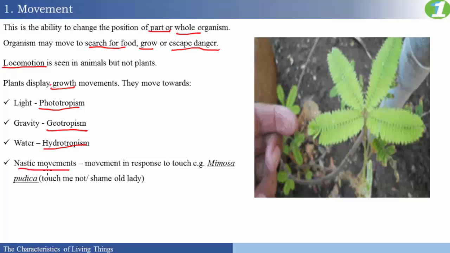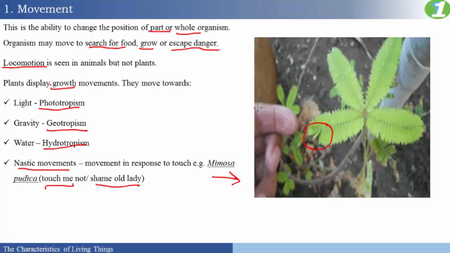Now, nastic movements is displayed by a plant that many people in Jamaica and probably in the Caribbean as well are familiar with. It's called the Mimosa pudica, more commonly known as the touch me not or the shame old lady. And it is displayed to the right of your screen. You can see a finger being projected towards it, and the leaflet, the small leaf, is moving, right? If this was a moving picture, you'd be better able to see how the plant responds. But basically, the plant will move away from the direction of stimuli.